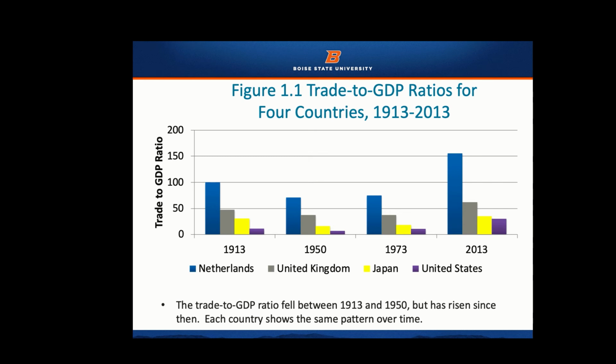So the amount of economic activity between nations fell. It bottomed out around 1950, a little before then, and since then it's increased. So here's 1973, here's where it is now. It's higher than it ever has been. It was high, fell down, and now it's back up. Here's the United States, relatively low. Here's Japan, relatively low. Here's the Netherlands, very high.